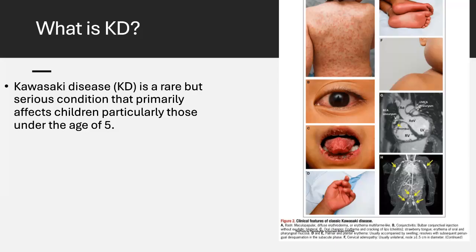What is KD? KD is a rare illness that most commonly affects children ages 0 to 5, but can also affect children up to the age of 13. It is a type of vasculitis disease, and vasculitis means inflammation of your blood vessels. This can affect your whole body, including your blood vessels of the heart, your coronary arteries, and can also very rarely affect the lower part of your body.